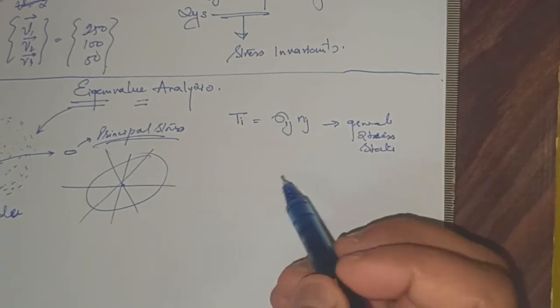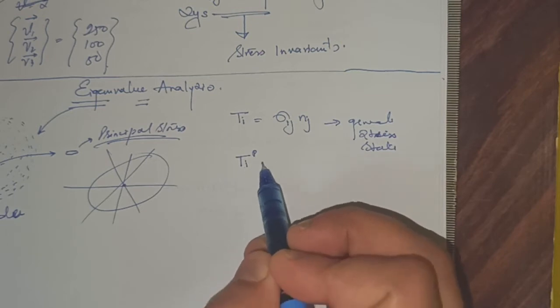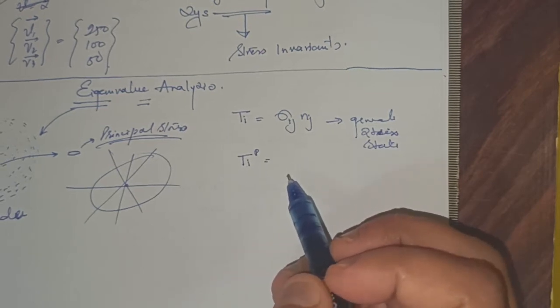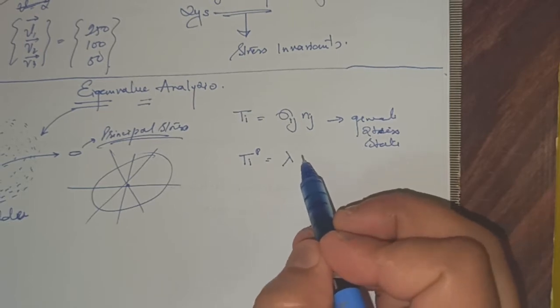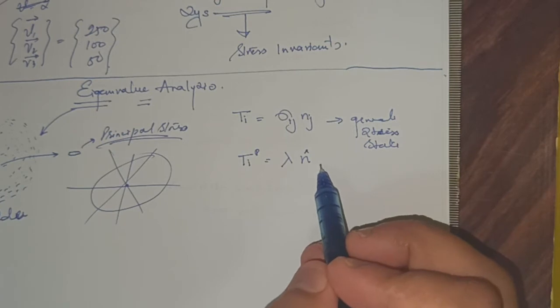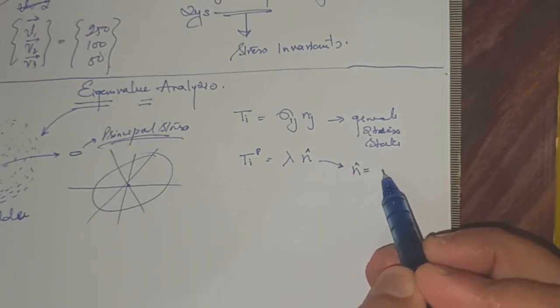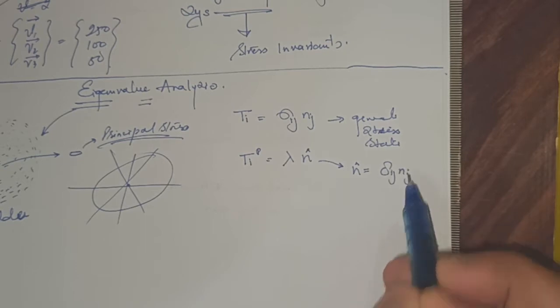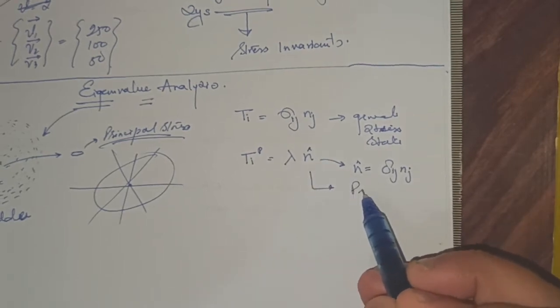General stress state. And then you have a principal stress state Ti. For the principal stress state, you have lambda times unit vector n, where this unit vector n is n equals delta ij nj, and this is a principal stress state.